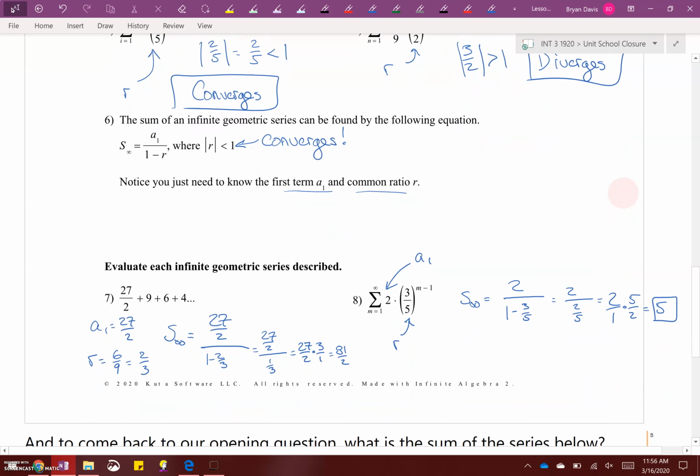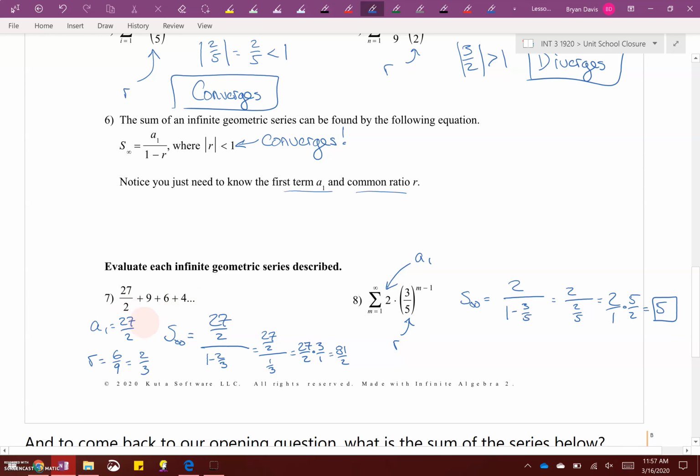So I've got two examples for you. And again, we're going to evaluate each infinite geometric series described. One is described as a geometric series. Notice it's all the terms being summed together. I don't tell you how many terms because there's going to be an infinite amount of terms. And the other one is written in summation notation, where I know the first term is 2 and the common ratio is r. Over here, 27 over 2 plus 9 plus 6 plus 4.